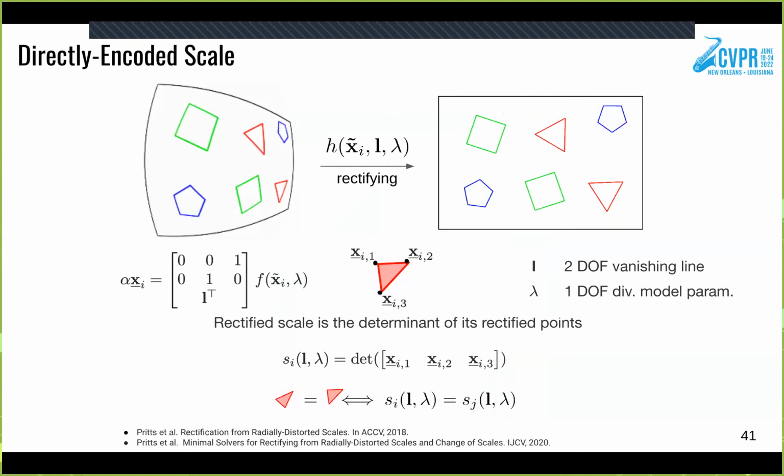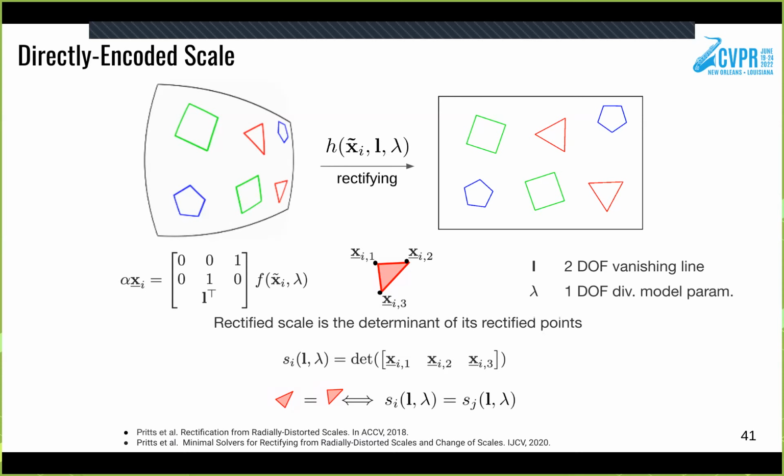So how to encode this equal scale constraint? Well, you have your rectifying transformation, so let's write it out. In this case, affine rectification can be achieved with this matrix, which has the vanishing line in the third row. And then you have your lens undistortion function. So basically you have your lens undistortion and then your affine rectification, and then you generate your rectified points.